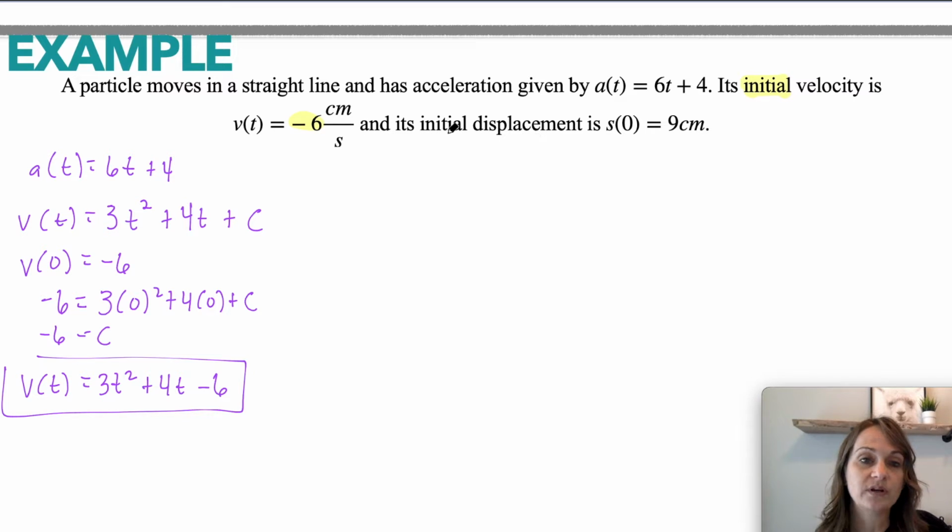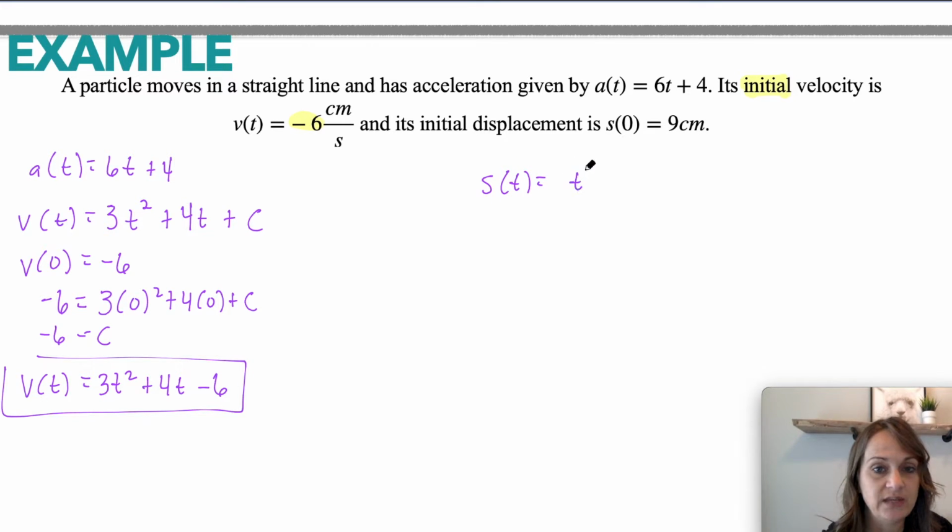Now we need to go back one more because we want the initial displacement. So now we've got to go from the velocity to the displacement, which is going to be cubed, because squared means it's going to be cubed. And that's a 3, but we have to divide by the exponent. 3 divided by 3 actually gives you just 1. And then plus 4, it's going to become a t squared, and you've got to divide by the exponent. So 4 divided by 2 is 2. And then minus 6, we'll just tack on the variable, and then again plus c.